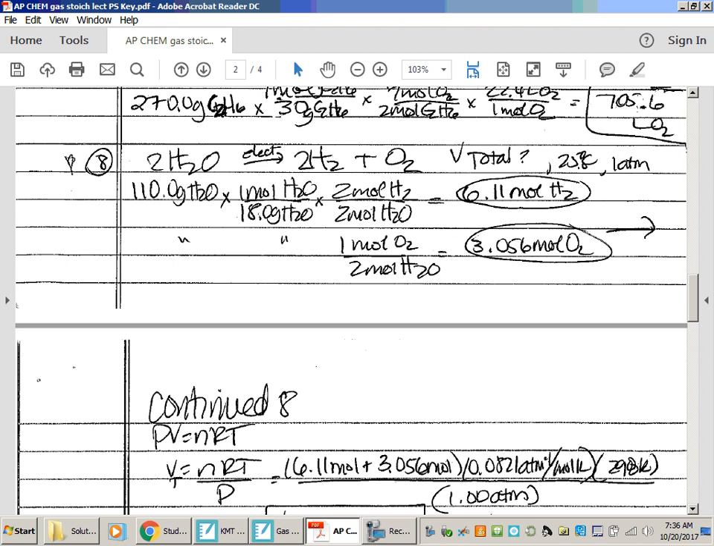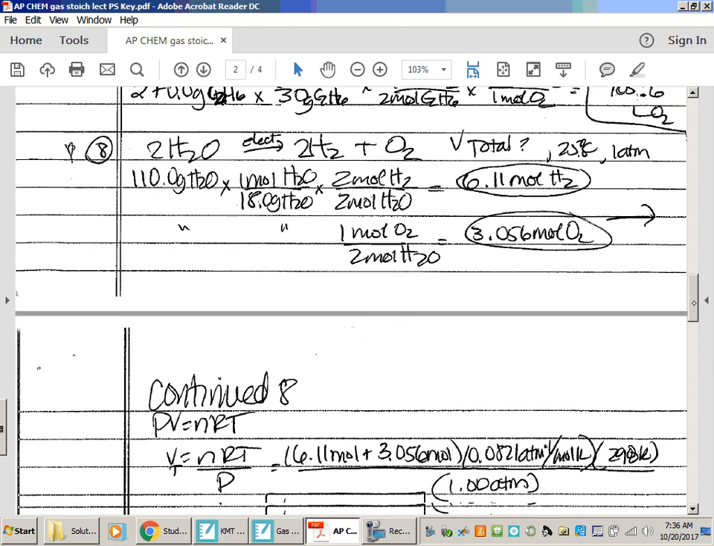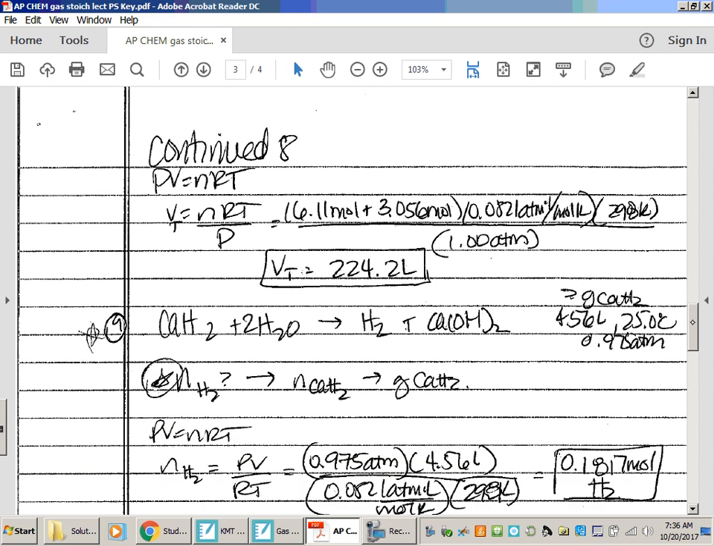And remember, if you're trying to find total volume, it does not depend upon the identity of the gas. So you can continue to take this to the ideal gas law as a total mole. Taking moles total between what you just got, plugging into the ideal gas law, you should get a total volume of about 224 liters.